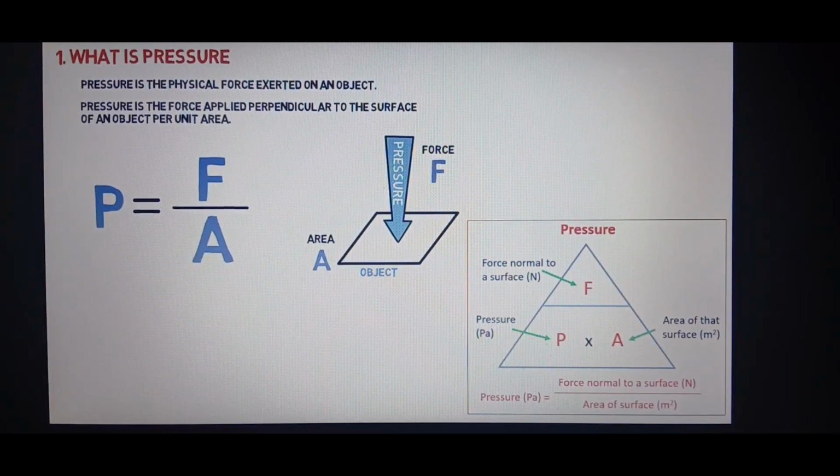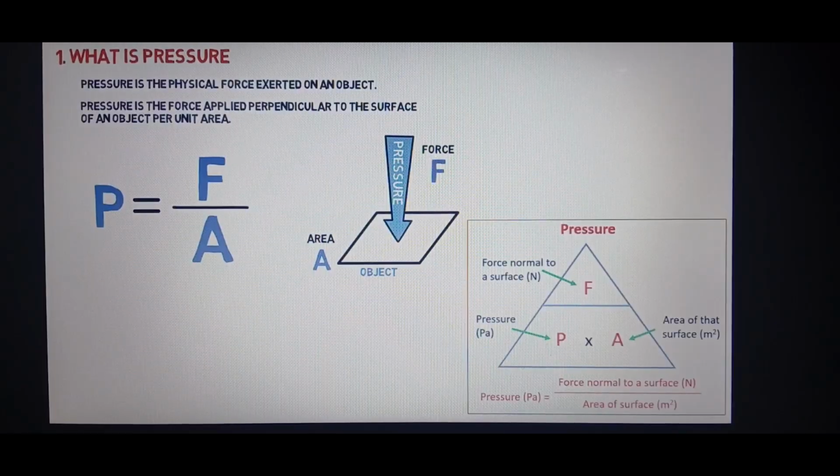So what is pressure? Pressure is the physical force exerted on an object. Pressure is the force applied perpendicular to the surface of an object per unit area. The formula: pressure is equal to force divided by area. If you look at the pencils, you can see the sharp pencil, the area is smaller. That's why the force seems greater, because looking at the formula, the more we make the area smaller, the greater the pressure becomes.